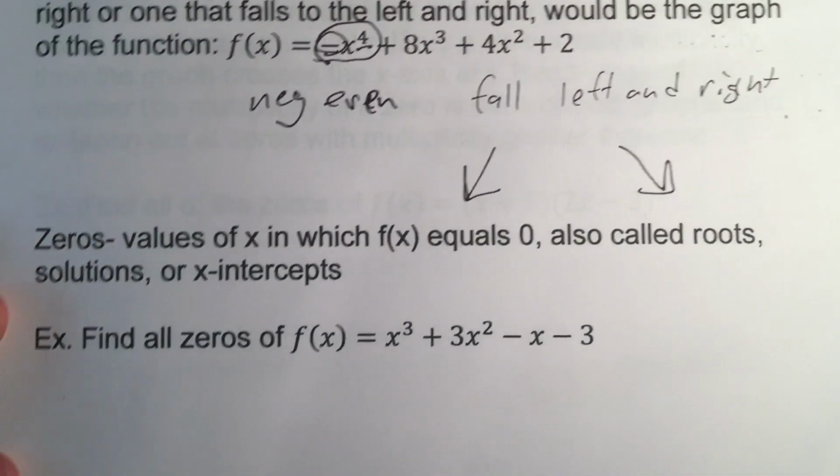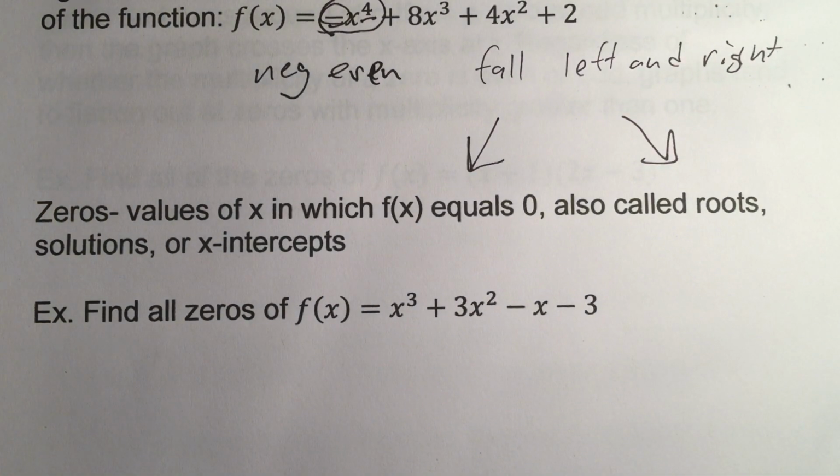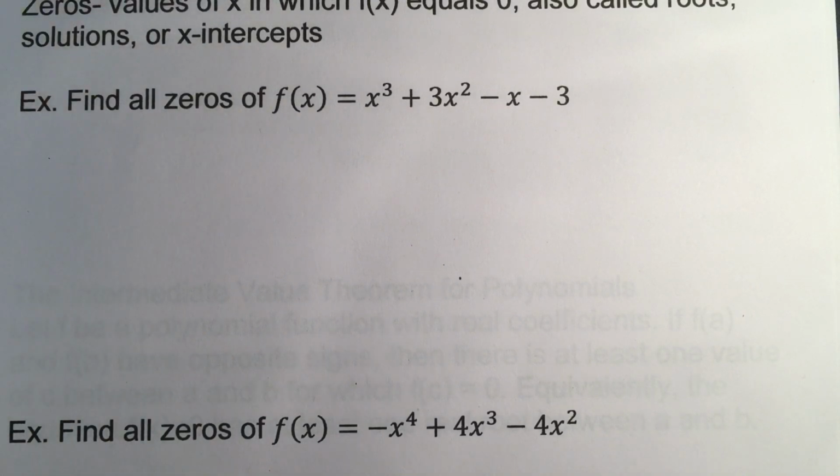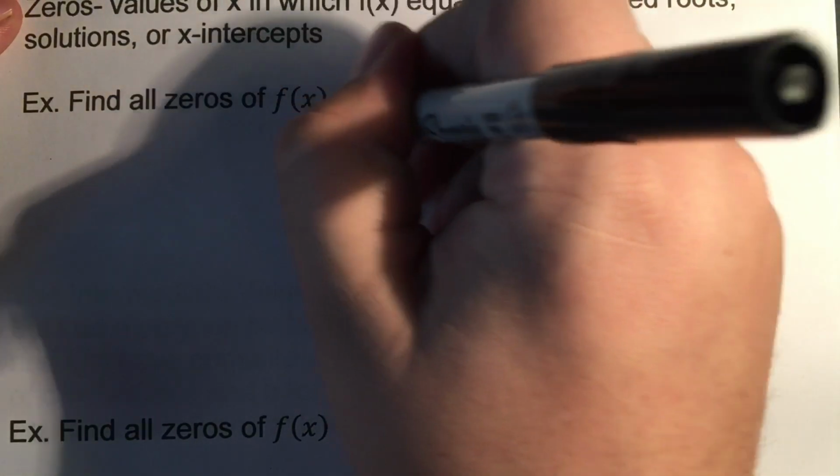Now, we've talked about this a little bit before, but zeros are those values of x in which f of x is going to equal 0. We also call them roots, solutions, or x-intercepts. So to find the zeros of our function, here we have 4 terms. What we always want to check when we have more than 3 terms is, can we do this by grouping?